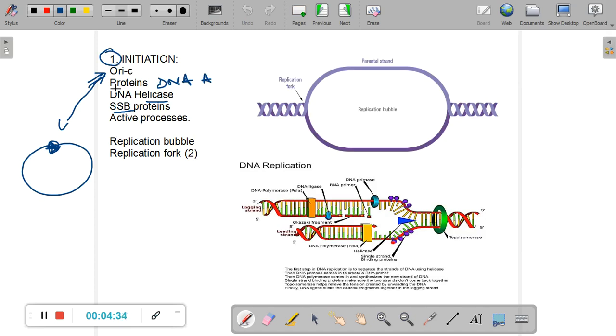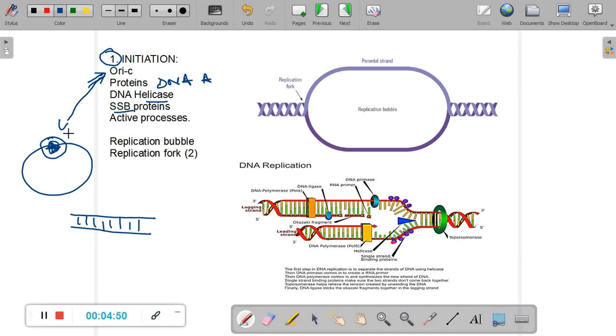So far we've covered the requirements for initiation. Now, how does this initiation take place? Let us take this particular segment, the ORIC. The ORIC will have two strands, and we'll have base pairs in it.